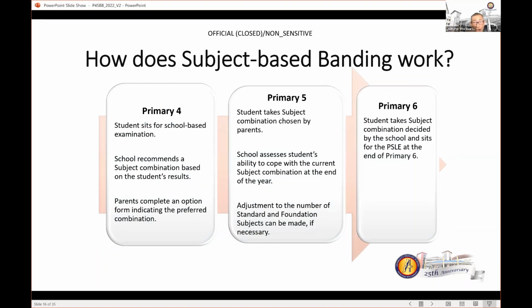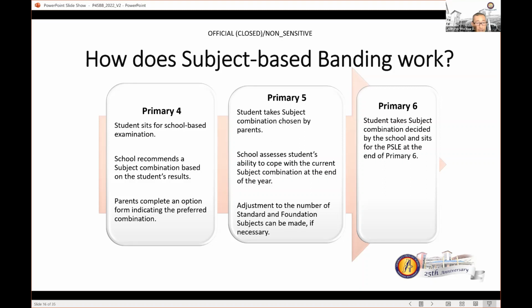So that would be about the subject choices when it comes to foundation subjects, or when we consider the higher mother tongue subject choices. So how does the whole thing actually work? The children at primary 4 will be sitting for our school-based examination. Then, as we have mentioned before, based on the performance at the end of year P4 exam, and also the child's overall performance throughout the year, the school will recommend a subject combination. And as mentioned before, we will try to keep our children in standard subject as far as possible.